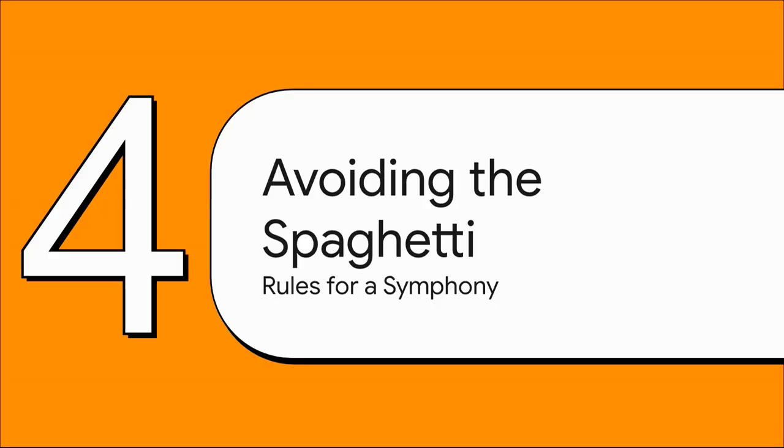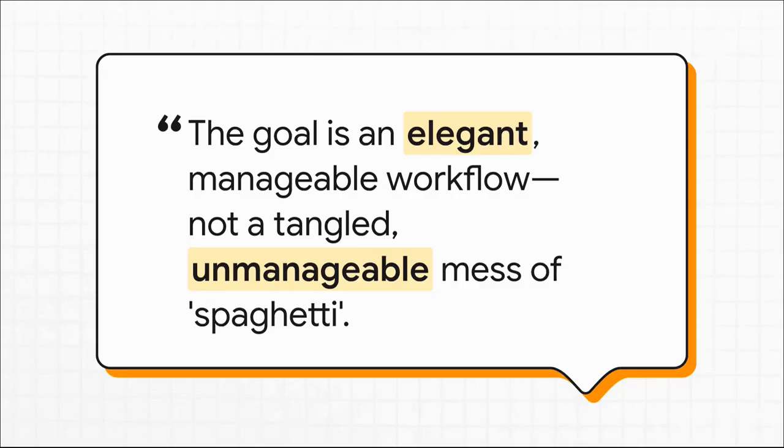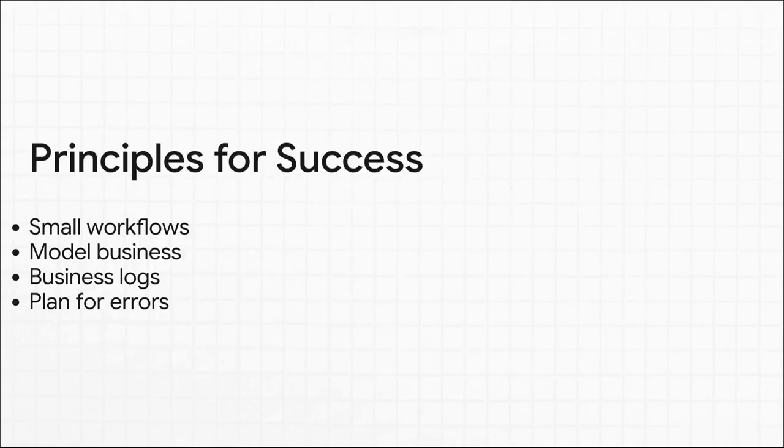So how do we put it all together? How do we build something that's truly elegant and manageable, and conduct a great symphony instead of just a lot of noise? This quote gets right to the heart of it. If you're not careful, these workflows can turn into this tangled, interconnected mess that nobody understands and everyone is terrified to change. We call this spaghetti code, and it is an absolute nightmare for any business. So how do you avoid the spaghetti and conduct that beautiful symphony?